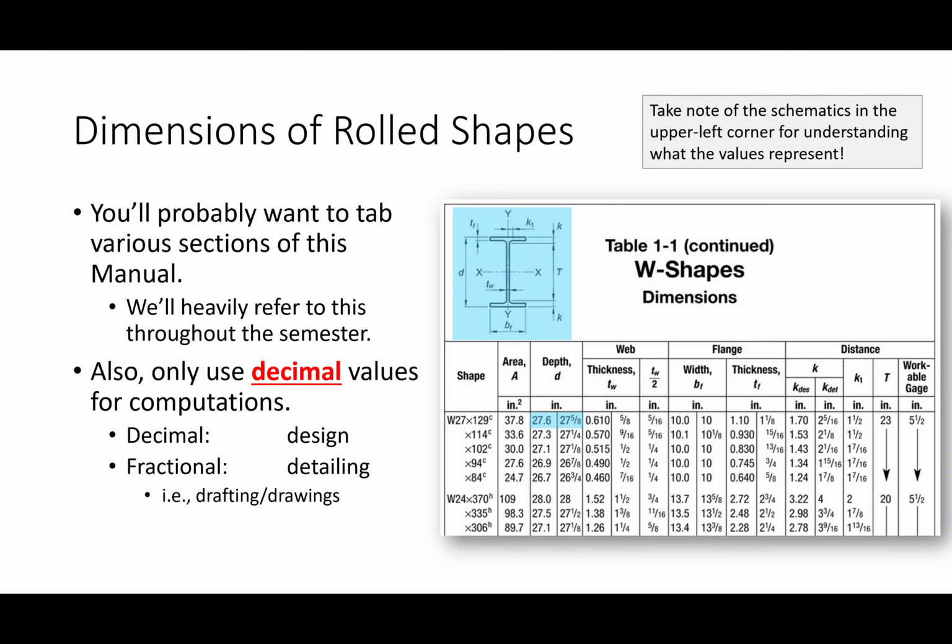Now, the other thing you might notice is that for some of these dimensions, there are two values. For example, if you look at the depth, there's a decimal value and then a fractional value. That's very common. The difference between the two is what they're used for. The fractional values are used for detailing, which would be things like drafting or drawing. So if I asked you to draw up a shape in, say, AutoCAD, I would have you do that using the detailing dimension. But for the purposes of design, we're going to use the decimal dimensions, okay?